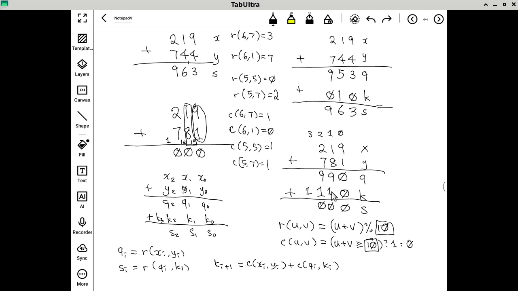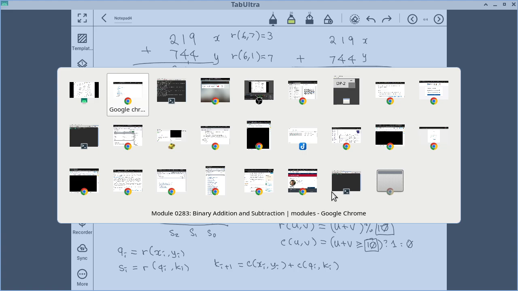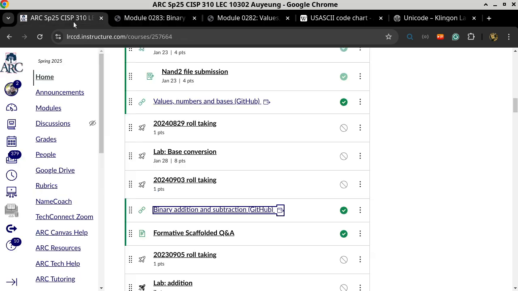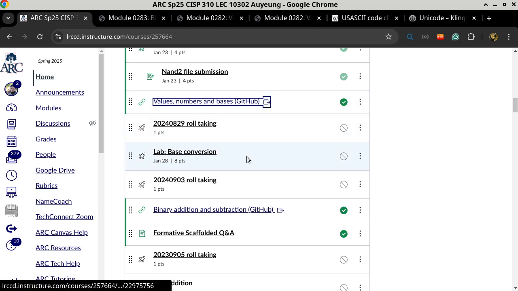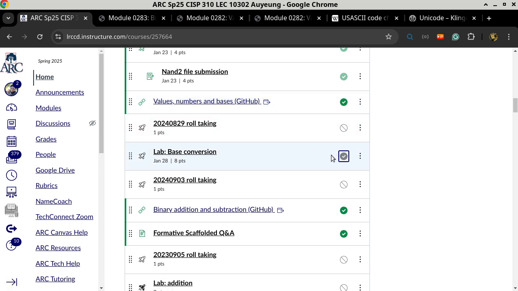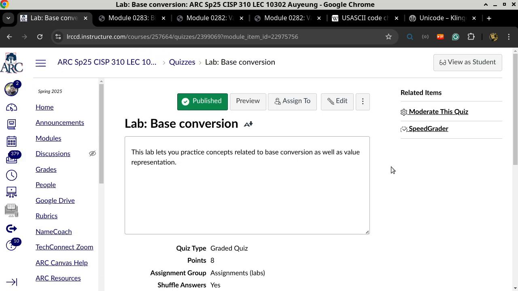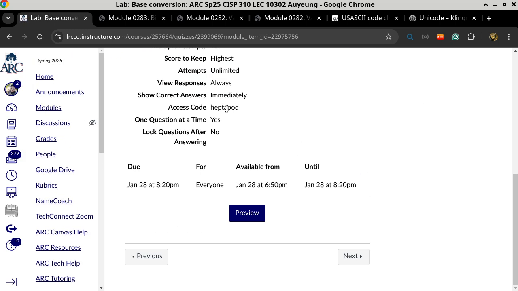And before you guys leave, let me give you the code for the lab today. All right. Okay, mosquito. So the lab today is about base conversion, which is this one here. So I'm going to unhide it, and you need to know the access code to get to it. And the access code is, since we talked about base 7, heptapod.